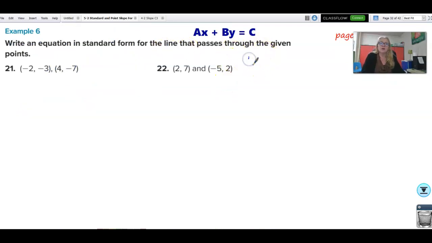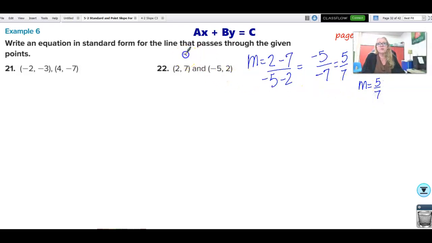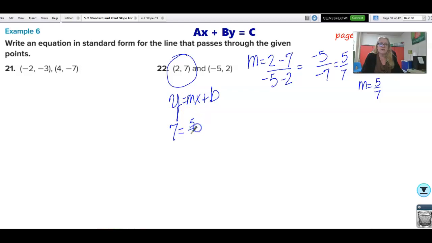Okay, so the slope on this one, second y minus first y over second x minus first x, gives me negative 5 over negative 7. Negative over negative gives me positive 5/7. So this is my slope. And then I'm going to pick one point. I'll go with the positive one and do the whole y equals mx plus b thing. Y is 7. Slope is 5/7. X is 2. And I'm trying to find b.